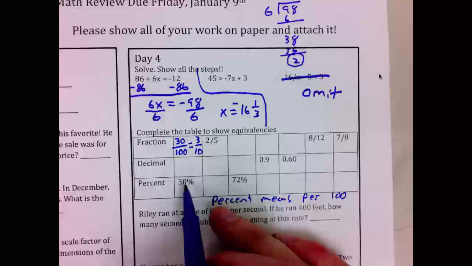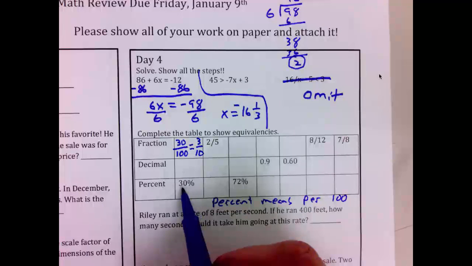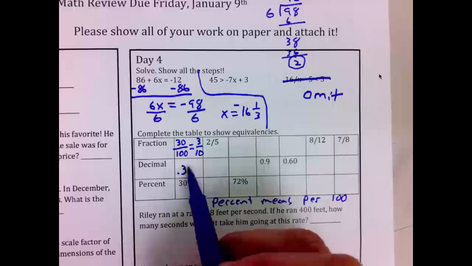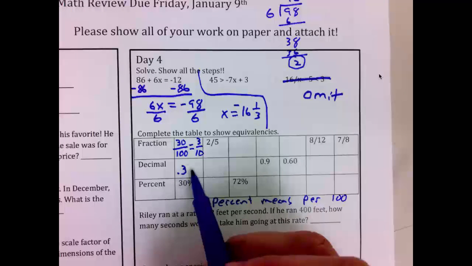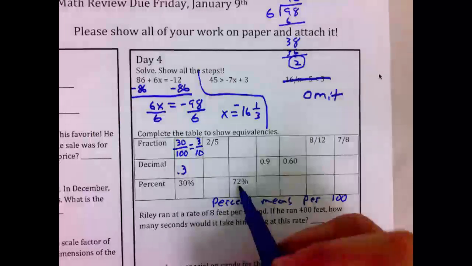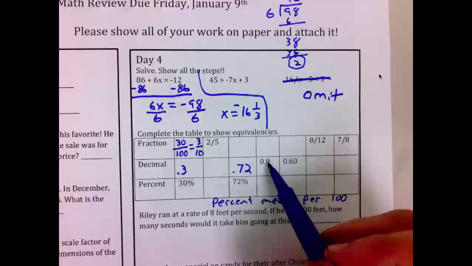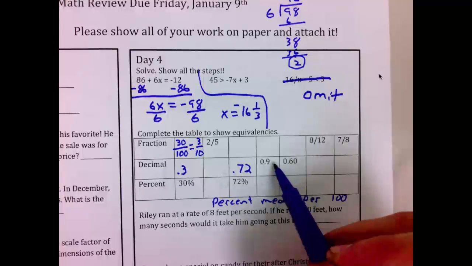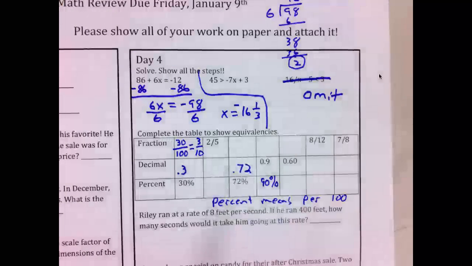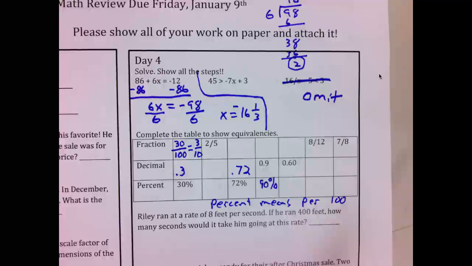That is 30%. Well, to make a percent into a decimal, we simply move the decimal 2 places to the left. So 30% is equal to 0.30, but we don't need any extra zero here. 30% is 0.3. Likewise, 72% will be 0.72. And going in this direction, 0.9, move it 2 places this way. So 0.9 is 90%. All right, with that, see if you can answer some of the rest of these.